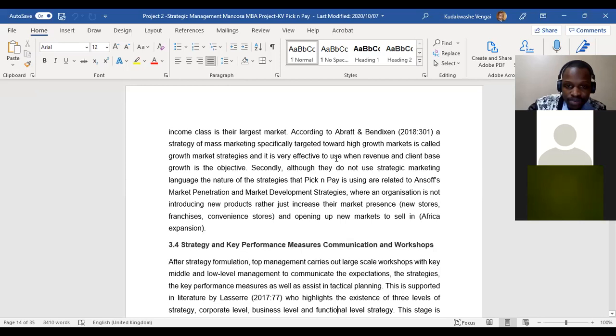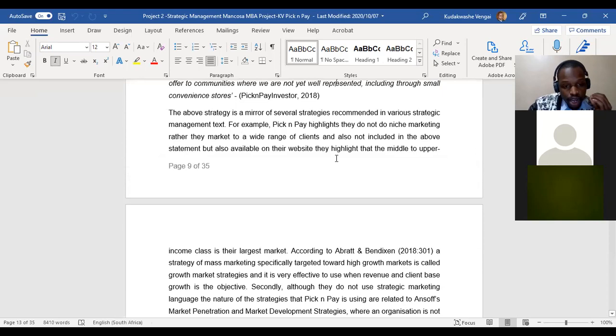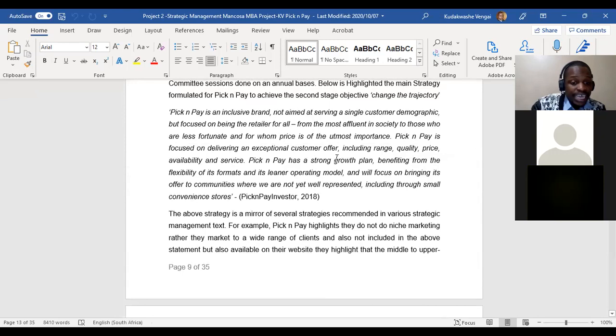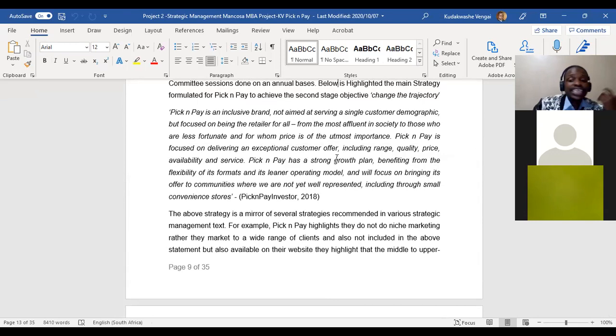But I'm sure you can see my main issue over here is I'm saying that the way they formulated their strategy is matching what is recommended in literature. It is in response to the environment. It is strategies that match what are the strategies that are available in literature. I even quote various authors who have talked about the same strategies that they are doing as Pick and Pay, right? So that's what I did under strategy formulation.